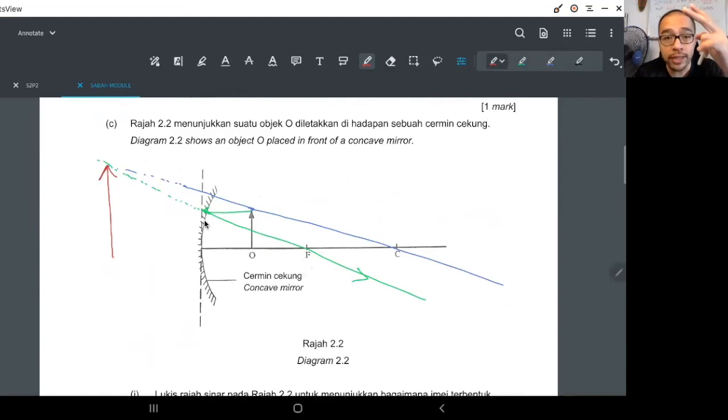But the two light rays are always the same. The two light rays are parallel and then bounce back towards F. And then the second one will go to C and come back to C. It will always bounce back towards the C. So when you extend this, you will get this.